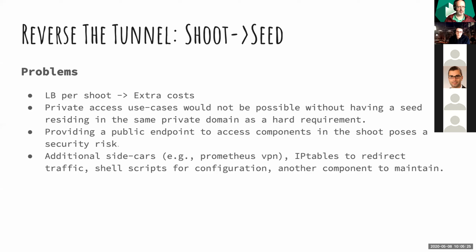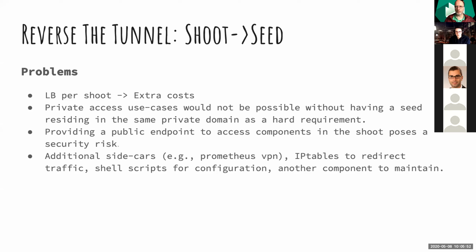Also, providing a public endpoint can be thought of as a security risk as well. So we would like to eliminate that as much as possible. And in addition to these above points, we have now additional sidecars, as you saw. For Prometheus, we need a special VPN. We also need IP table rules to redirect traffic from the API server or from the seed to the chute.